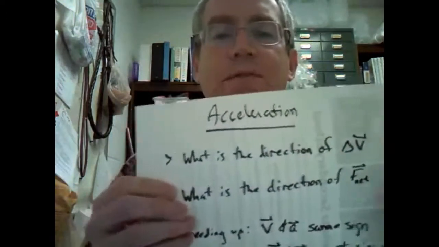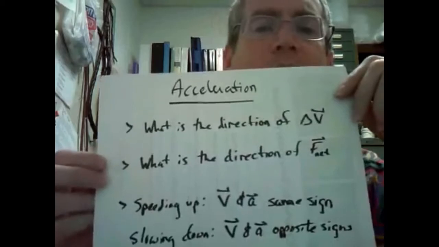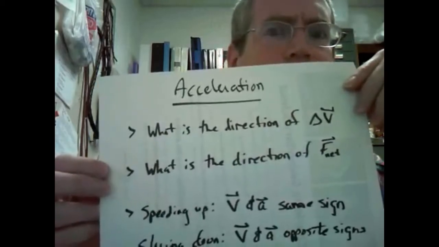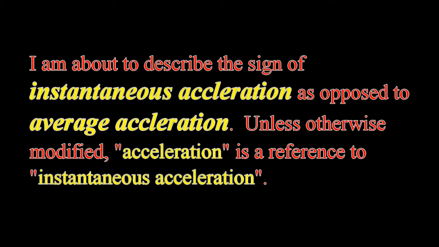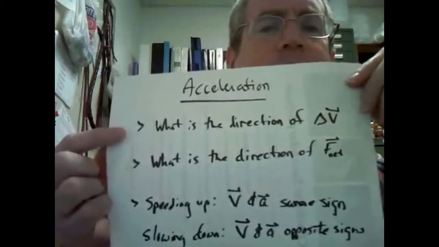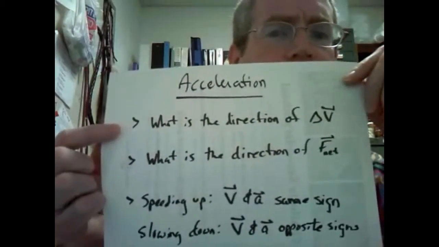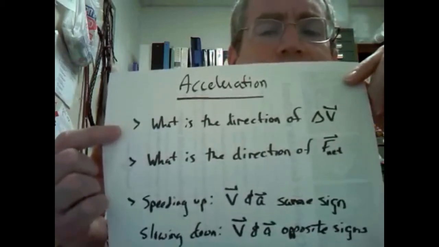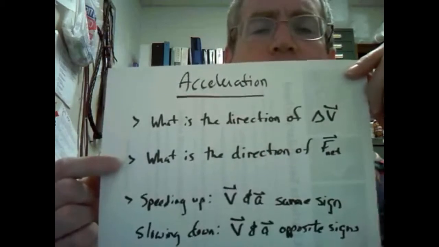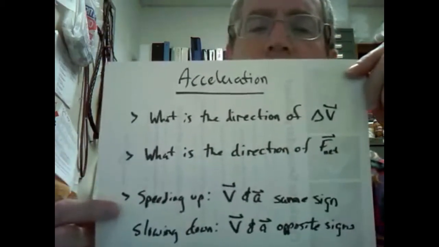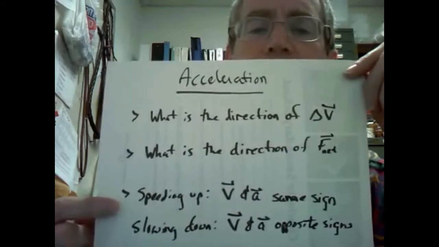Now there are 3 ways of trying to figure out the direction of acceleration. They all work together, although when you're first starting it doesn't necessarily seem that way. So pick one that you like. The first one, the hardest one to apply when you're first starting out, is: what is the direction of the change in velocity? Next one, what's the direction of the net force? And then the easiest one in my mind, if you can remember it: if you're speeding up, velocity and acceleration have the same sign.